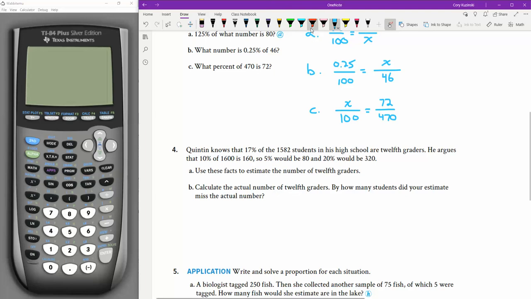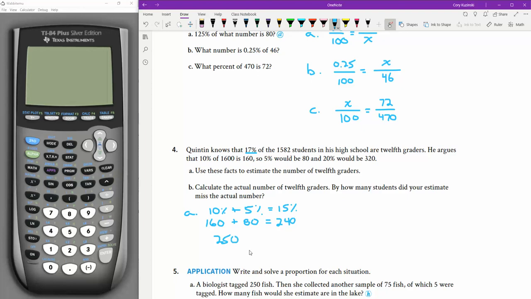Well, how about this? Let's go 10% plus 5% equals 15%, right? And that's pretty close to this 17% right here. So it's probably just going to be a little bit more than that. We got 10% is 160. And we know that 5% is 80. So that's 240. So maybe 250 students, just add a little bit.